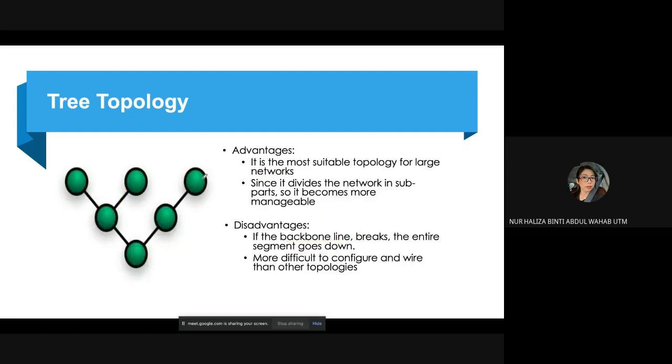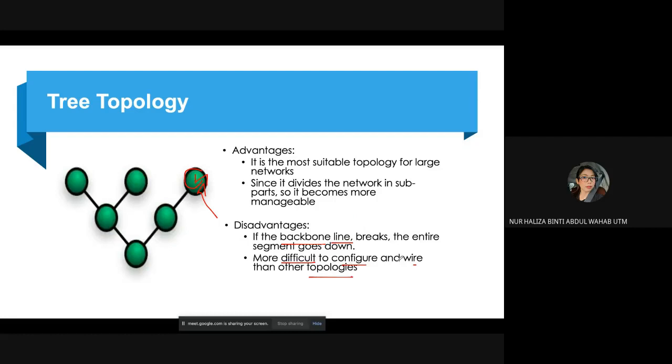But if let's say only at block A down, but the rest tak down, let's say block B, block C, ada internet, there is a internet connections, means that only the backbone of block A or only that rosak atau breakdown or fail. So entire block A only. So you can replace your router, or maybe you need to reconfigure the router. So it affect only the backbone line yang mana yang connectkan dekat situ. So more difficult to configure wired than other topology.